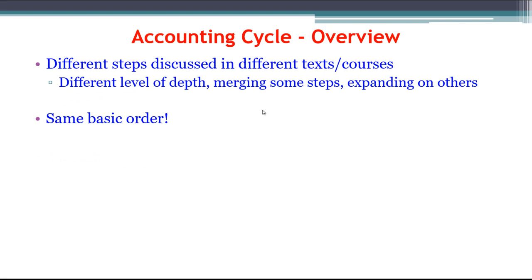They really drive how we handle things. Now, I do want to mention one thing that's important. The different steps that we lay out are sometimes discussed slightly differently in different texts or courses. The step might be called something slightly different, or it might use a different label. Or in some cases, they may split steps out in a little more detail, or they may combine more steps into one. So we'll talk about an example, but the point is it's the same basic order. Even if you merge a few steps together into one, we're still going through things in the same order, and that's really what's more important.